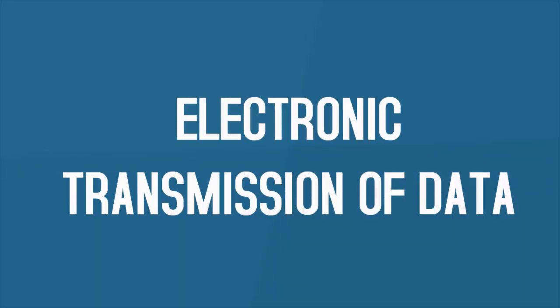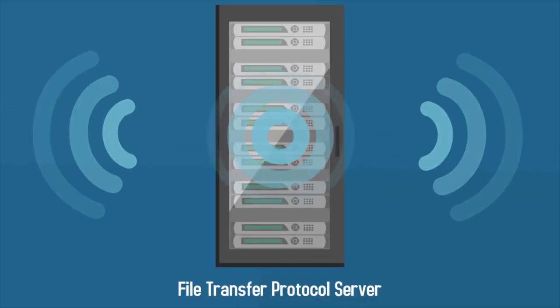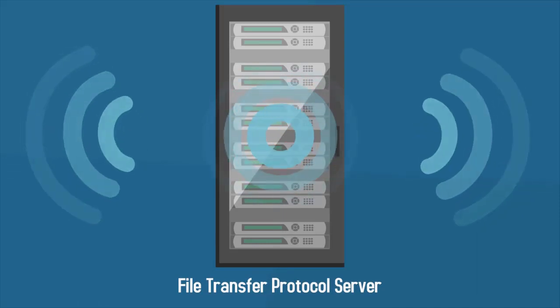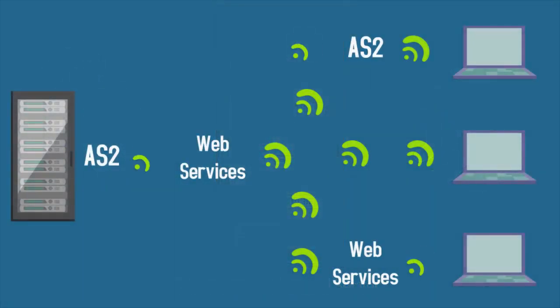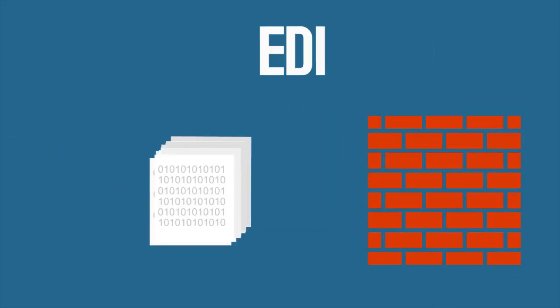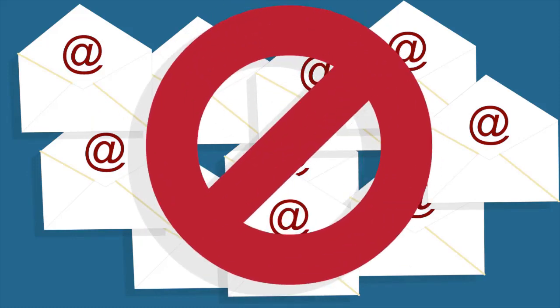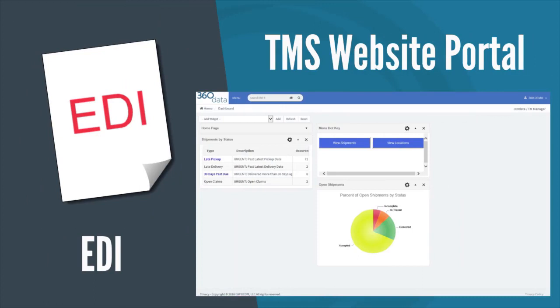Electronic transmission of data. When you want to integrate your business partners via electronic transmission of data, our 360 Data team sets up a file transfer protocol server or transfers files via AS2 transmission or web services. Using these transfer protocols, the system can process files in various formats. The Electronic Data Interchange, or EDI, allows for seamless transfer of data and eliminates excessive email communication regarding file transmissions. Normally, data is transferred electronically, but if needed, you may log in to the 360 Data TMS website portal to enter and view data manually.